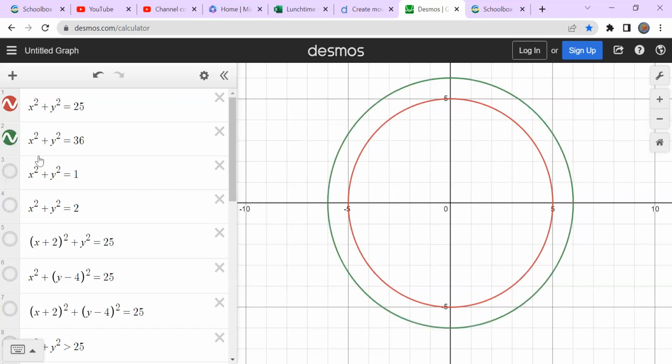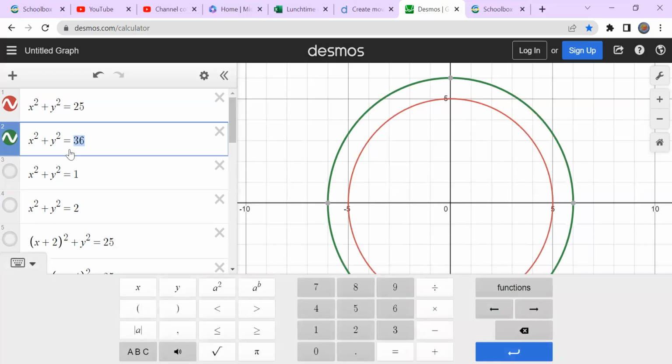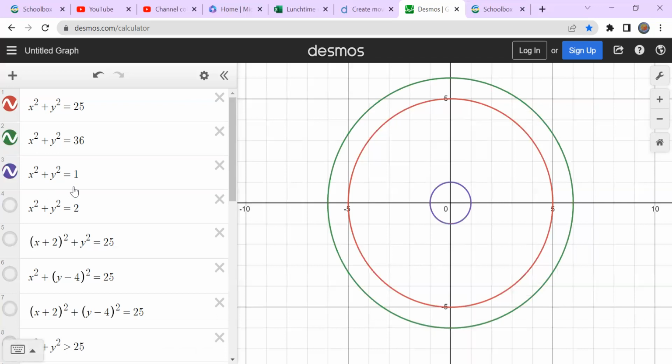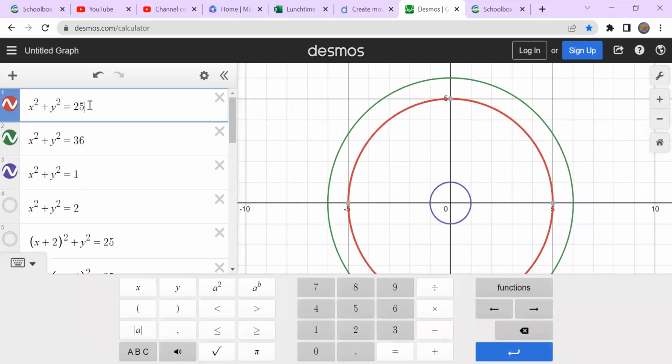What would we do? So here, I've got a green one drawn previously. The radius is now, rather than putting 25 there, it's 36. So it's 6 because the square root of 36 is 6. Okay, so if I wanted a really small circle, I have a radius of 1. The square root of 1 is 1. So all these numbers I'm choosing here, 25, 36, 1, they're all perfect squares. So they make a nice even number for the radius.